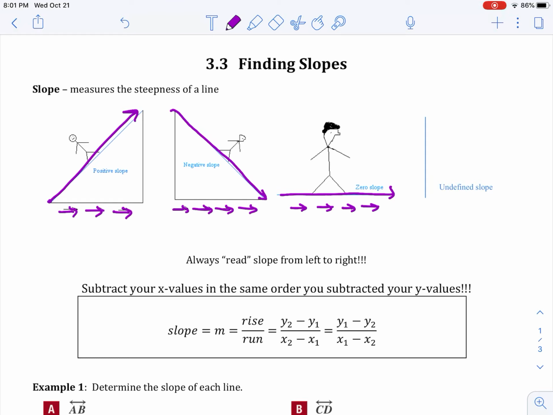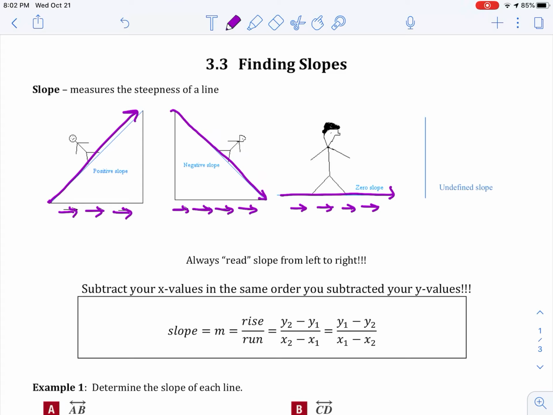And then finally, we can have an undefined slope. Think about the fact that there's no way you could walk up a hill or up a wall, something that's completely vertical like that. That's why there's no person on there, because it's not even possible to walk that. As you move from left to right, you're really not going anywhere because you're trying to go straight up. So that's considered an undefined slope.